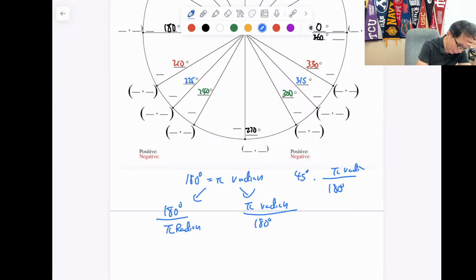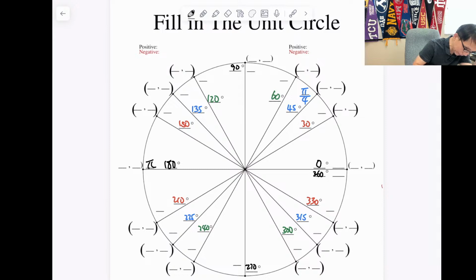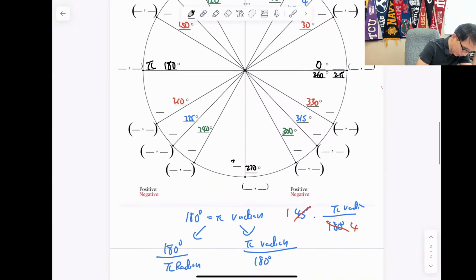And this will simplify. This is a 4, this is a 1. So it's pi over 4. That's how you get that. So now also 180 degrees here. I like 180 degree here is known as, oh, sorry, I didn't do the pi yet. So this one is going to be pi. This one's going to be 2 pi. This one's going to be pi over 2 because half. And this is 3 pi over 2.